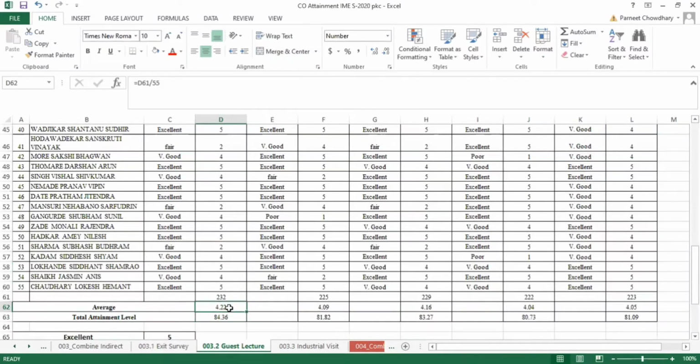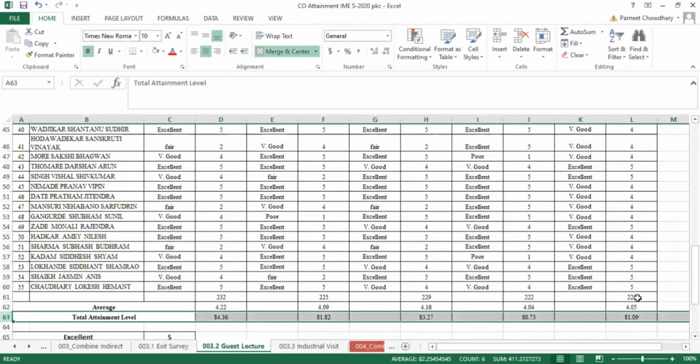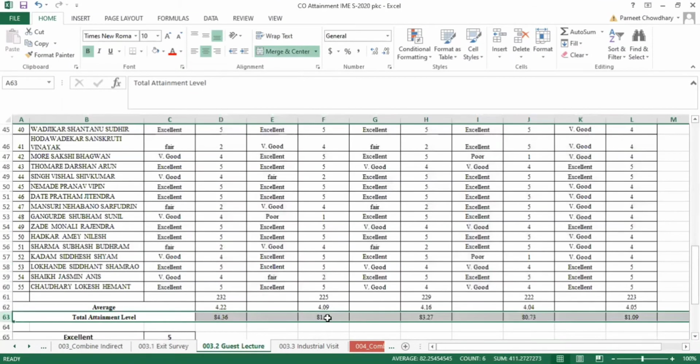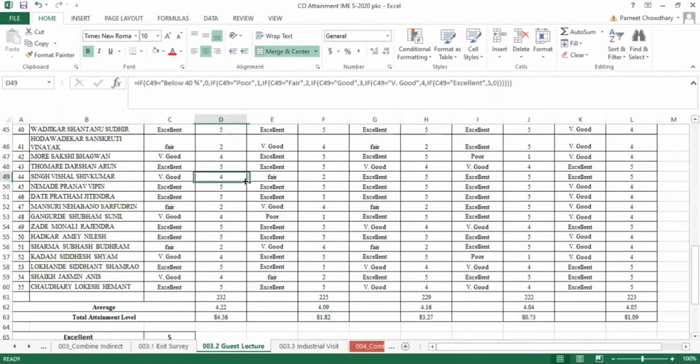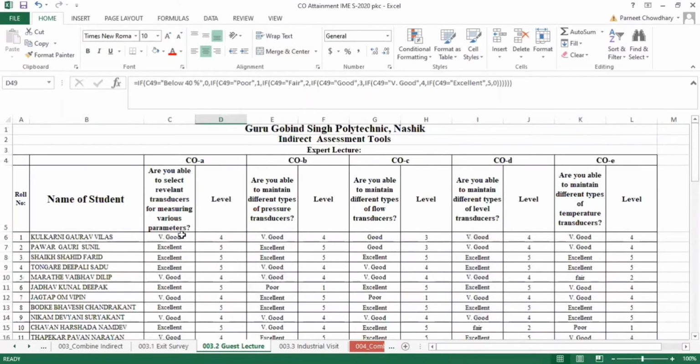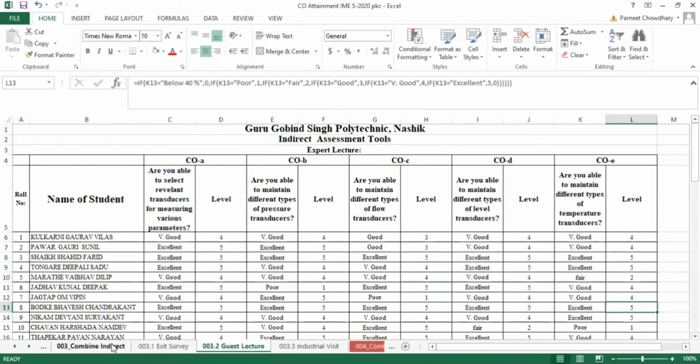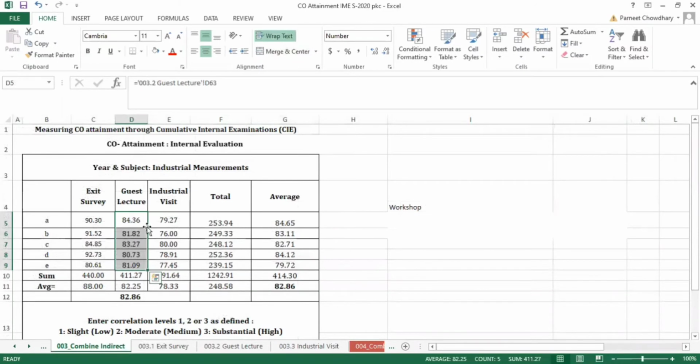So this is the average value out of 5. I have multiplied by 100 divided by 5, and I have calculated the CO attainment in percentage form. You see this row 63, this is dragged as it is over here: 84.36, 81.82. So again, you will just change these values. You will just enter whatever feedback you have got from the students regarding the guest lecture. You will just paste that here, and values will be dragged in this sheet.